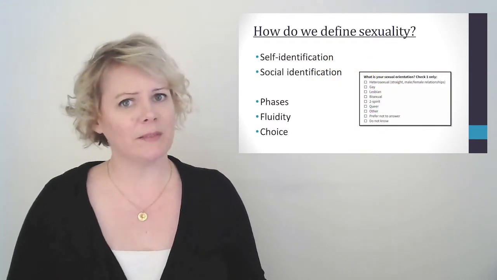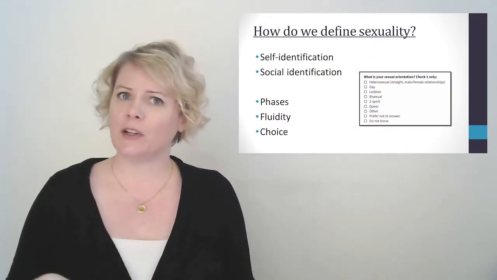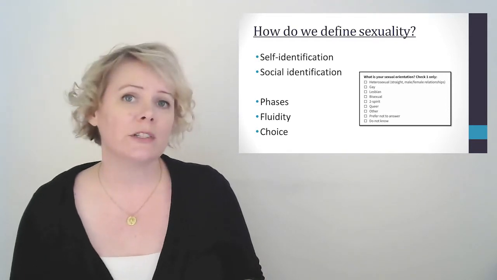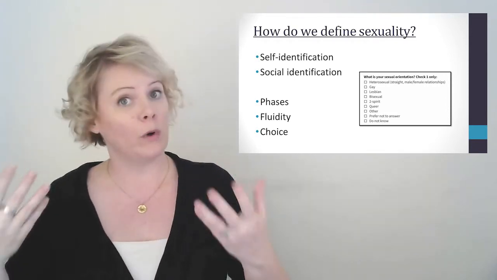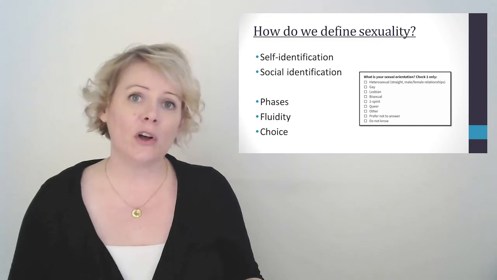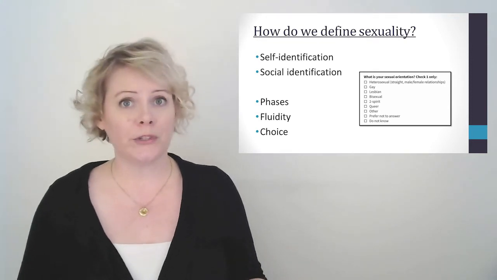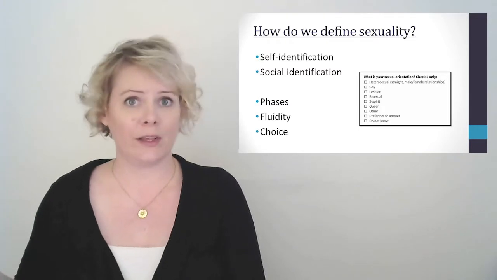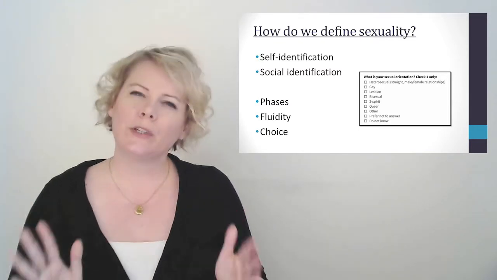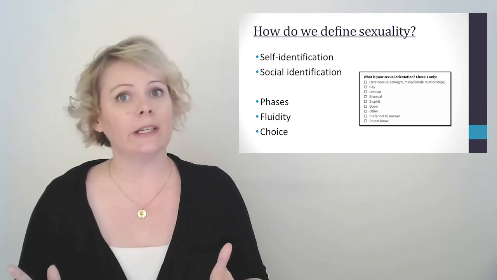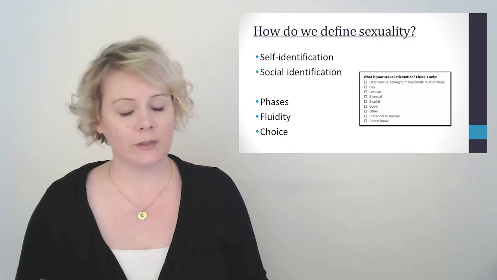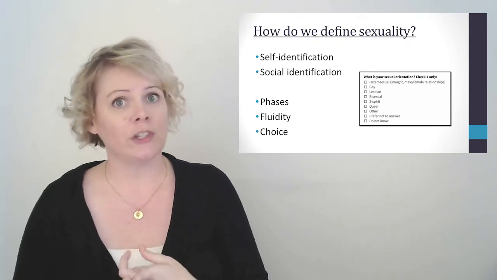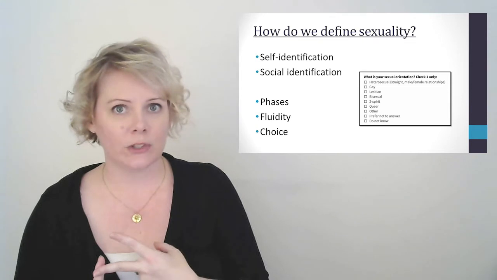This is pretty complicated, because how you identify your sexuality can be very different from what you think on the inside and what you say on the outside. It can also be hugely determined by what options are available to you. In a lot of societies, you just can't be anything other than straight. So when we talk about sexuality, generally in sociology, we're talking about two things: your self-identification, and your social identification.